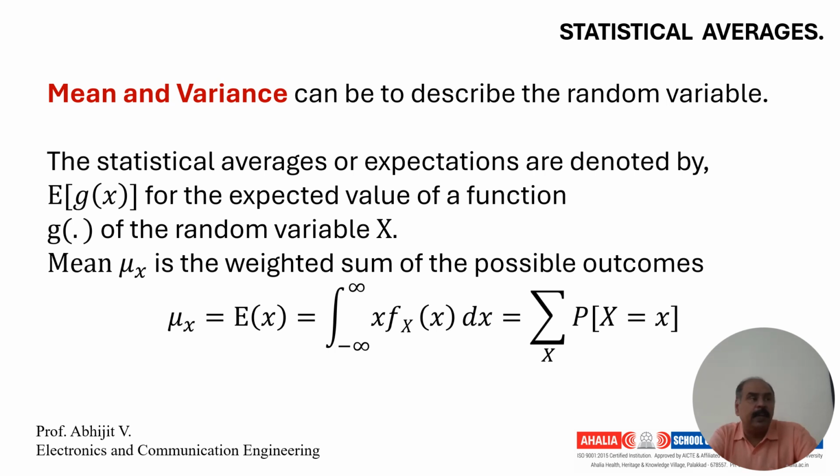Mean and variance of a random variable. Expected value E of x is defined as the integral from minus infinity to infinity of x f x. Now, mean mu of x is defined as E of x, that is expected value of x between minus infinity to infinity, or the sum of all values of the probability of individual values. What is the mean of a random variable?